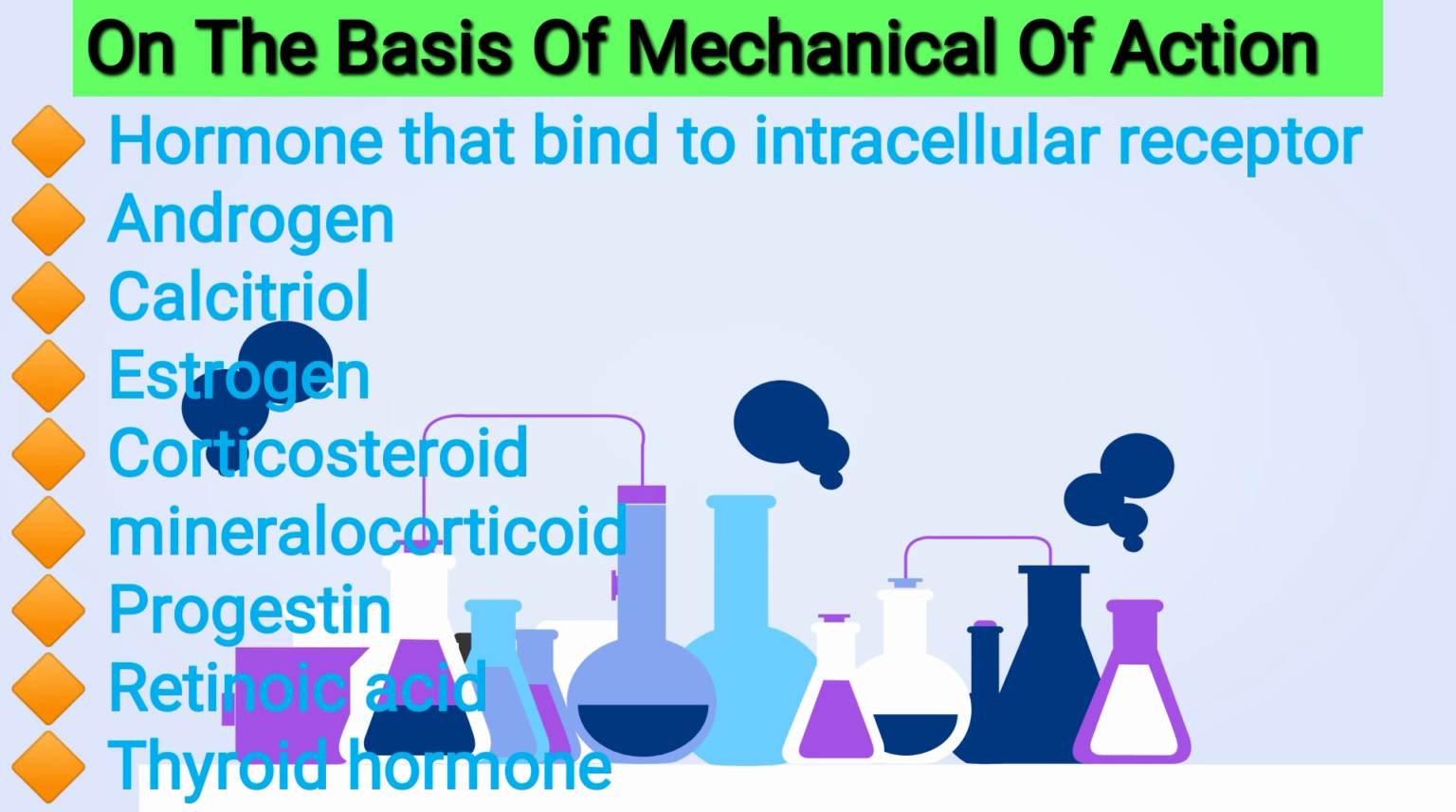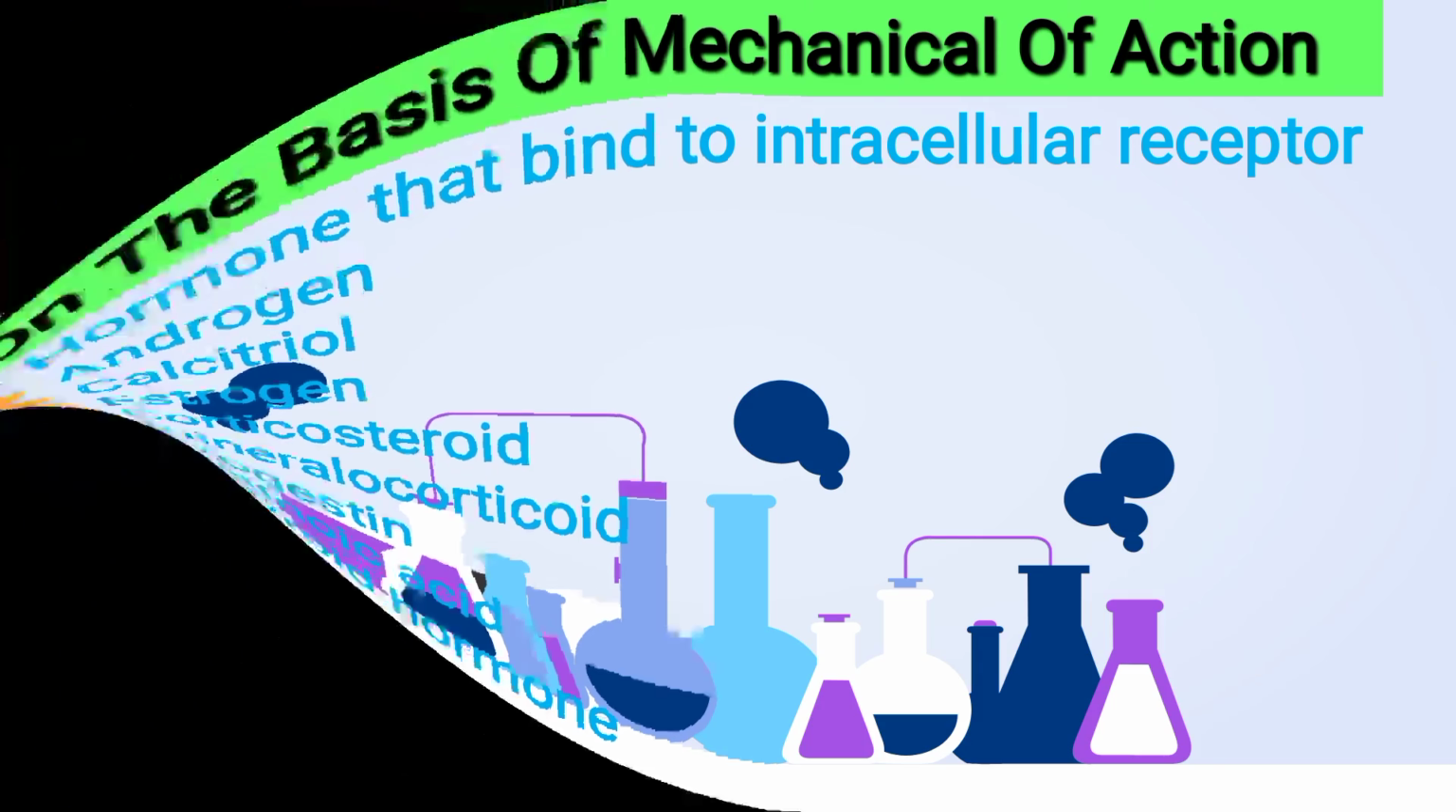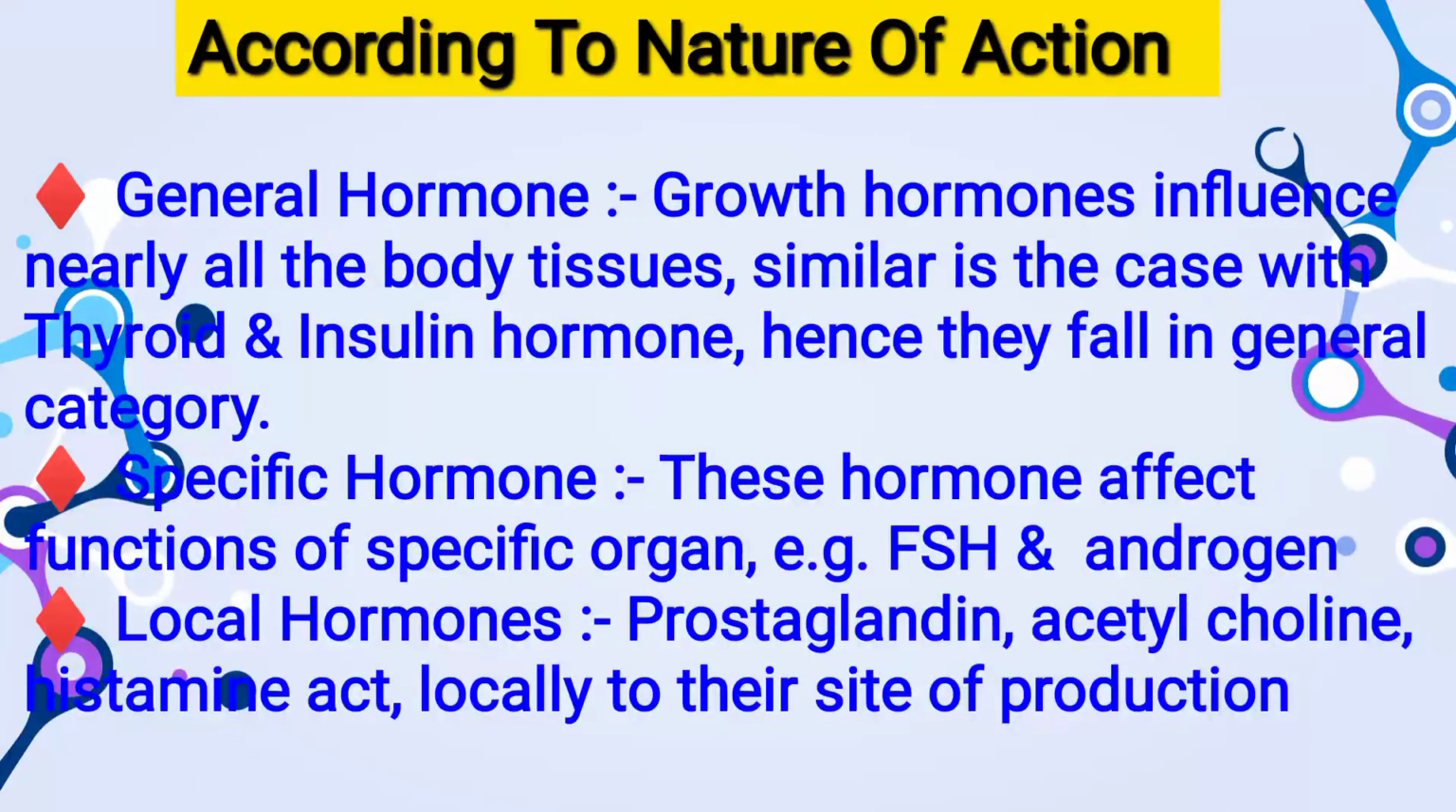Now, the third one is nature of hormone action. According to the nature of action, hormones are divided into two parts. One is local hormones and the second one is general hormones. First one is local hormones. These hormones have a specific local effect through paracrine secretion. For example, the hormone testosterone.